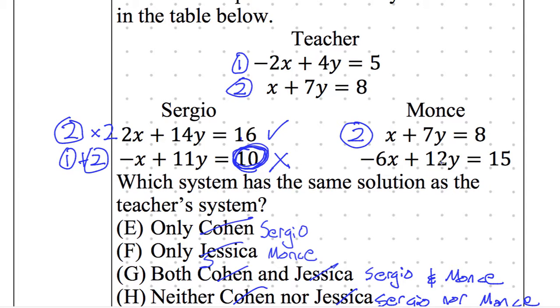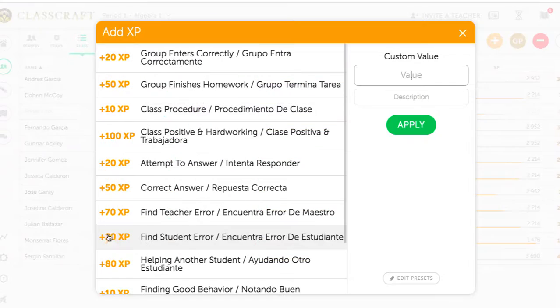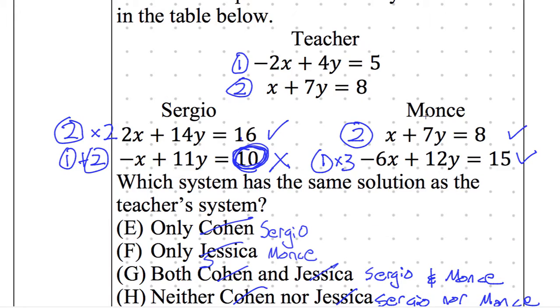What about the next equation? Negative 6x plus 12y equals 15. Where did that come from? Monse. I used equation 1 multiplied by 3. Let's check that. 3 times negative 2x, you got negative 6x. 3 times 4y is 12y. 3 times 5 is 15. All right, so this is equation 1 times 3, and all of it was correct. Give them both check marks. Monse is checking her own work because that was Monse's work.